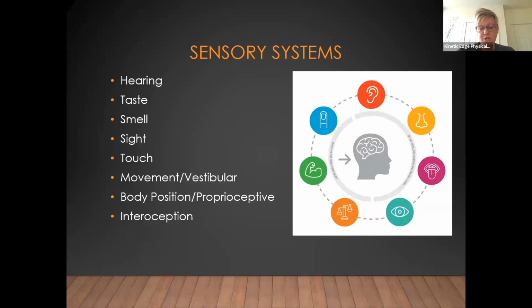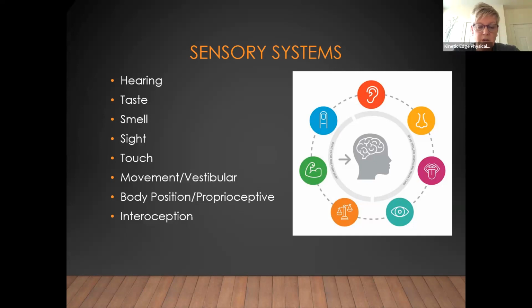Body position, or proprioception, is our brain's ability to know where the rest of our body is in space or in relationship to others. It also guides a child in knowing how much force to use when they are writing or when they're playing with somebody else. It guides their ability to know how hard to throw a ball if they're playing reciprocally with another child. And so it's a very important sense for social skills, learning, and coordination.